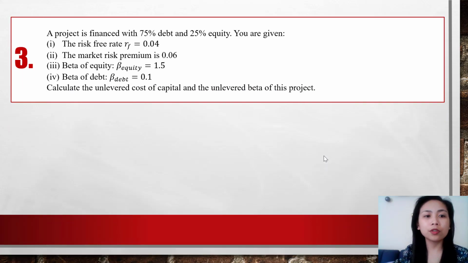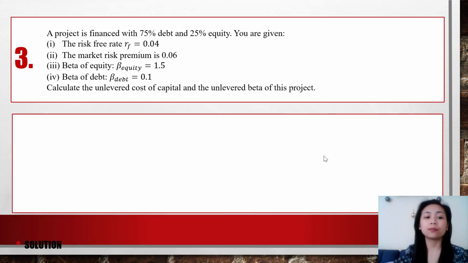Problem number 3, a project is financed with 75% debt and 25% equity. You are given the risk-free rate RF and the market risk premium of 0.06. Beta of equity is 1.5. Beta of debt is 0.1. Calculate the unlevered cost of capital and the unlevered beta of this project.